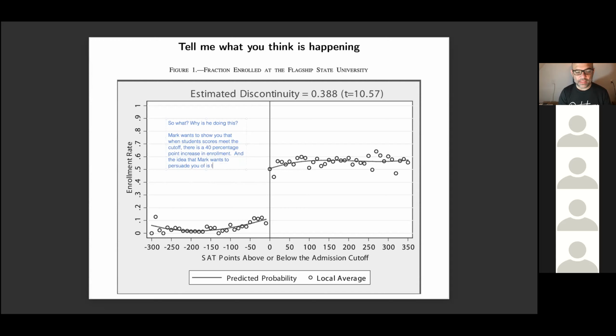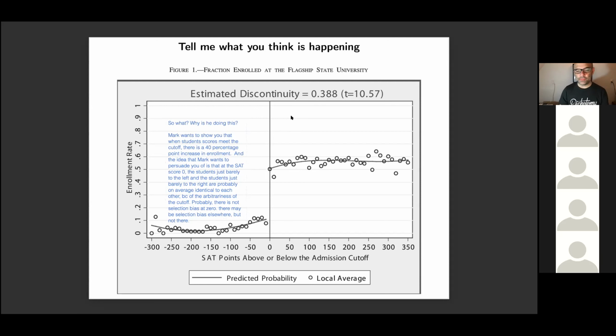is that at the SAT score of 0, the students just barely to the left and the students just barely to the right are probably, on average, identical to each other because of the arbitrariness of the cutoff. Probably there is no selection bias at 0. There may be selection bias elsewhere, but not there. That's what he wants you to believe.